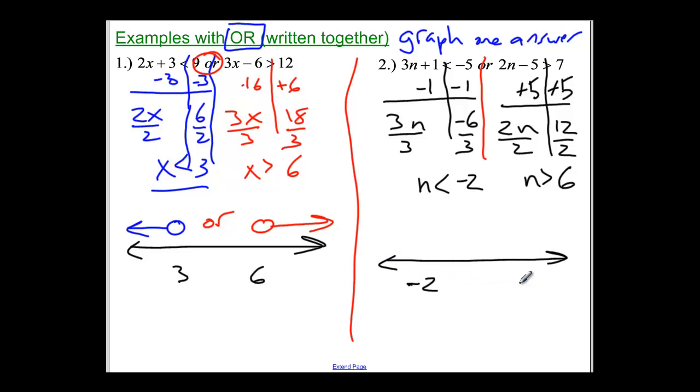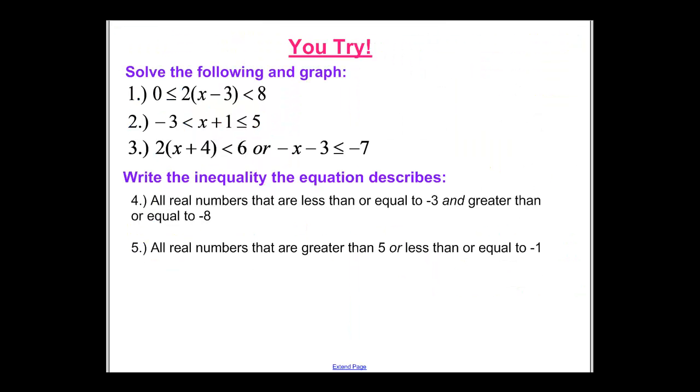So I always like to start with the numbers. Negative 2 goes obviously to the left of 6, and then we have open circles. Now again, let's look at the arrows here. So we have n is less than negative 2, and n is bigger than 6, so they're going to repel each other, and again we can see the "or" statement. So there's good examples of "and" and "or" statements.